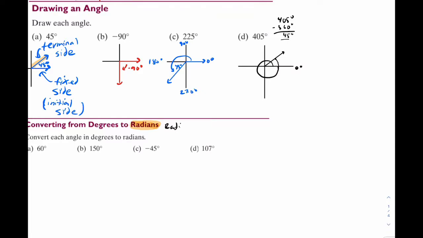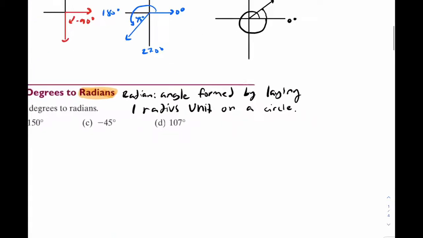A radian is the angle formed by laying one radius unit on a circle. So I'll show you that right here.